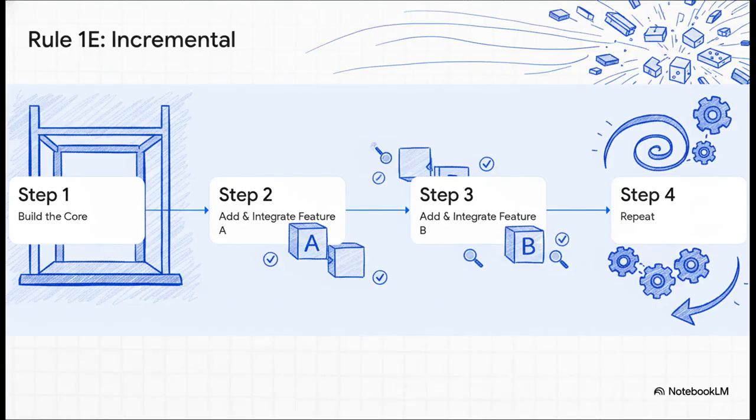This here is the cure for the dreaded Big Bang integration. Instead of everyone building their part in a silo and then trying to smash it all together at the end, which, let's be honest, never works, you do it differently. You build the core skeleton of the system first. Then you add one piece, integrate it, and test it. Then the next piece. This way, the system grows naturally and you catch problems while they're still small.